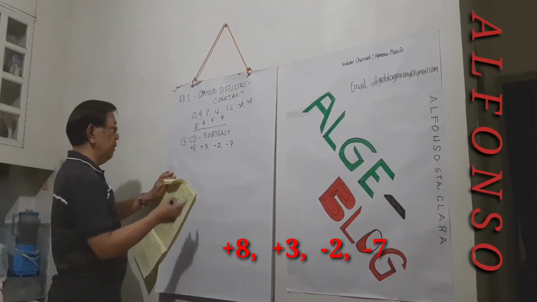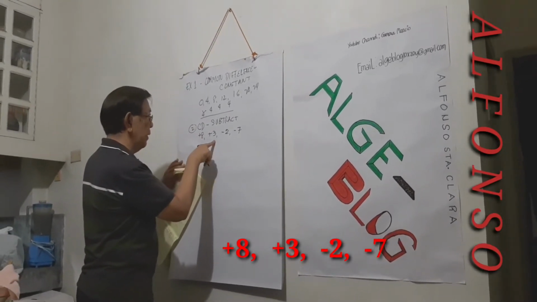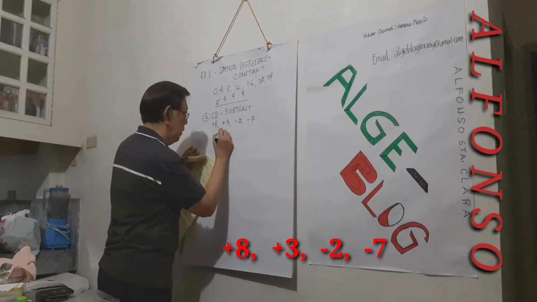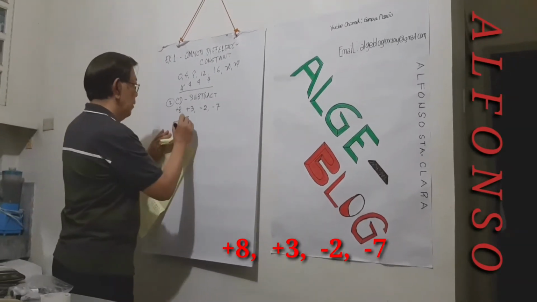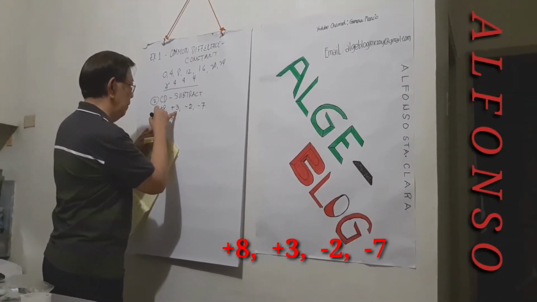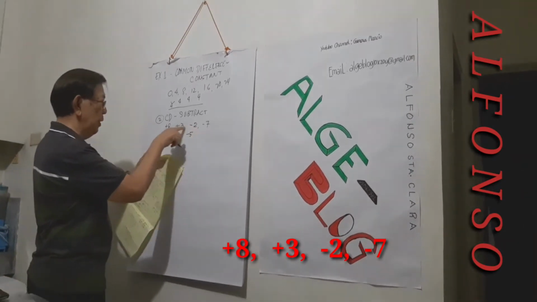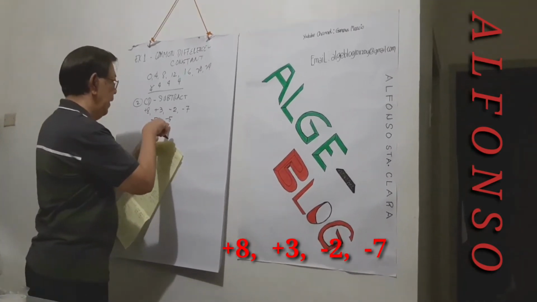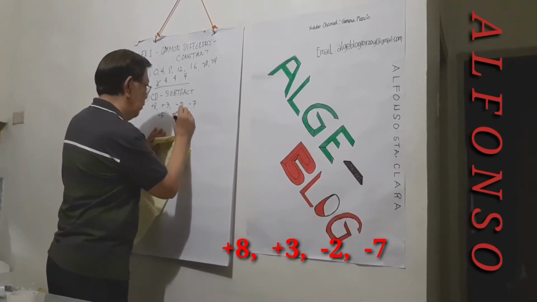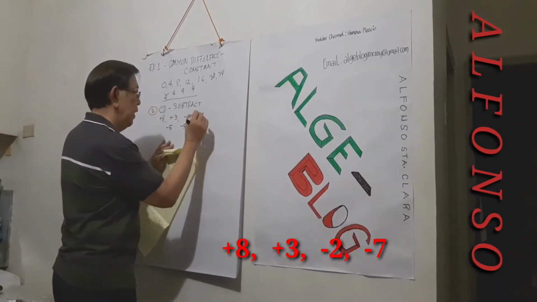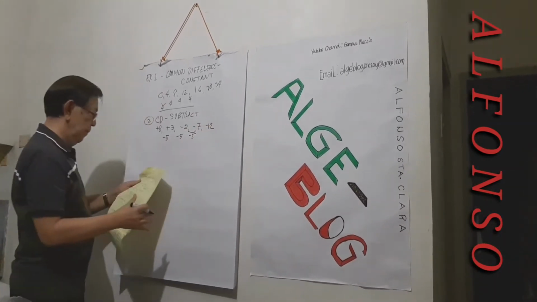Okay, again, the first step is to find the difference. So 8 minus a certain number becomes 3. You have to minus 5 to get 3. So if you use the same minus 5, you will get minus 2. So the difference is still minus 5. And if you use the same minus 5 on minus 2, you will get minus 7. So the difference here is minus 5. So the next number, if you add minus 5, should be minus 12.